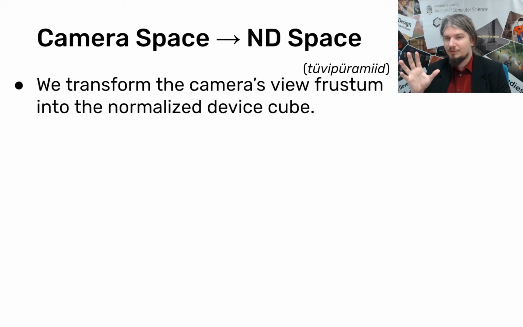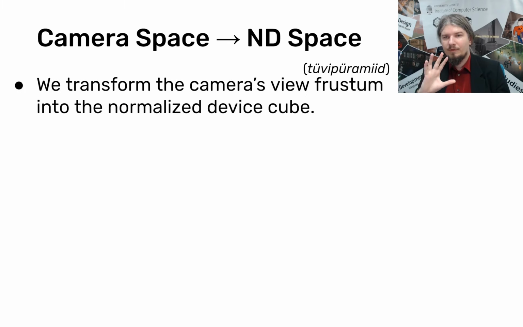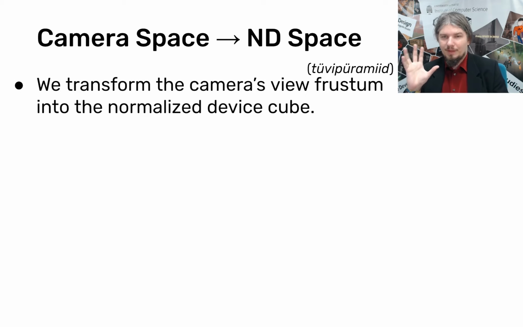Now to transform all these coordinates to that space, we have to transform the camera's view frustum into the normalized device cube. So this cube from -1 to 1, whatever our camera's view frustum or view volume is, we have to transform it somehow to make it this cube. Now this cube from -1 to 1, this is so in OpenGL. In other APIs it might be a bit different. I think in DirectX the Z length was from 0 to 1, not from -1 to 1. And this is the job of the projection matrix.